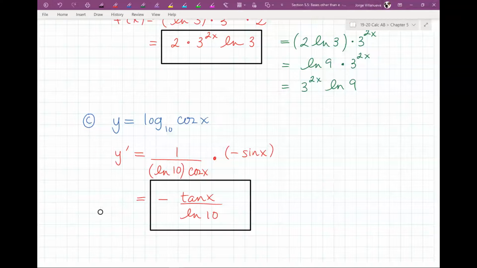Because remember, the negative sine of x over cosine of x, that's going to give you your negative tangent. So that's just going to be up on top. Are we okay with those three? Any questions?